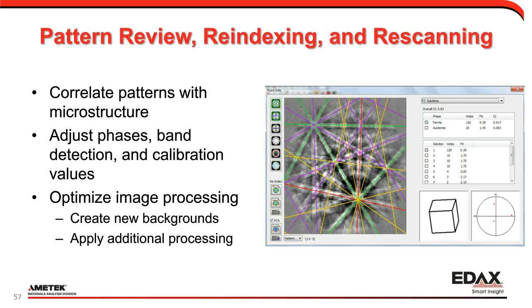So we can create a brand new background. We can create a background from all the patterns or just a pattern in a partition and apply additional processing. This can be really important if you have multi-phase materials with different pattern qualities or signal intensities, as now you can adjust your background correction so that your band detection improves for each individual phase.